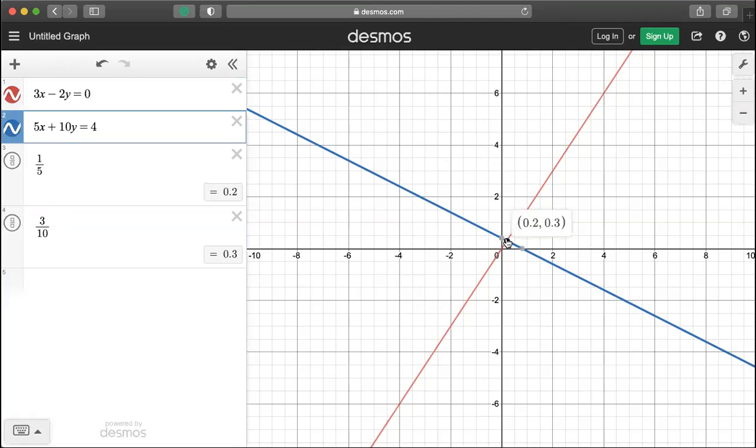So let's see where they cross. They cross at 0.2, 0.3. And visually, we can see that we only intersect at one particular point. Okay, now let's go back and look at the next problem.